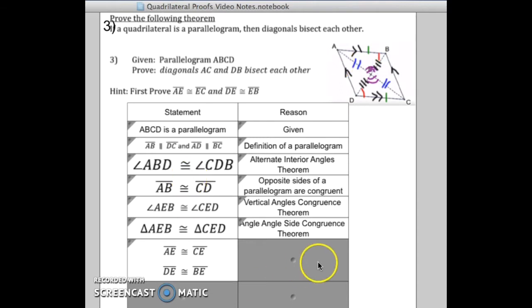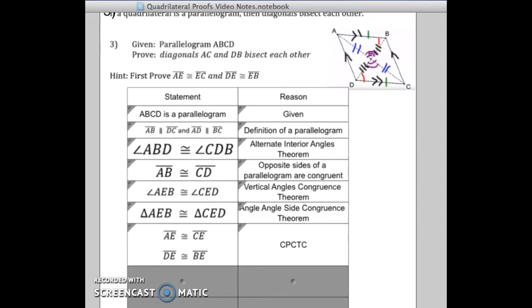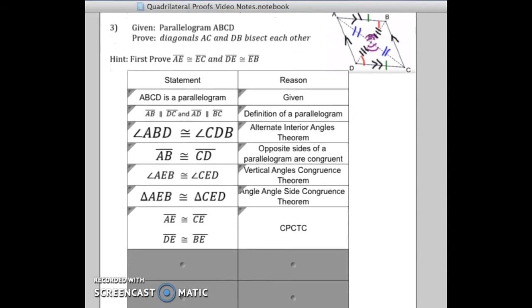Now, why are those congruent? Corresponding parts of congruent triangles are congruent. That's what CPCTC stands for. Now, since AE is congruent to CE, that means E is the midpoint. And since DE is congruent to BE, then E is the midpoint.